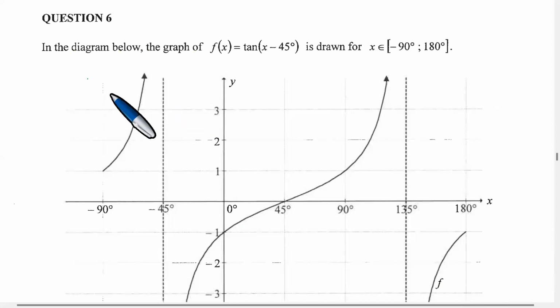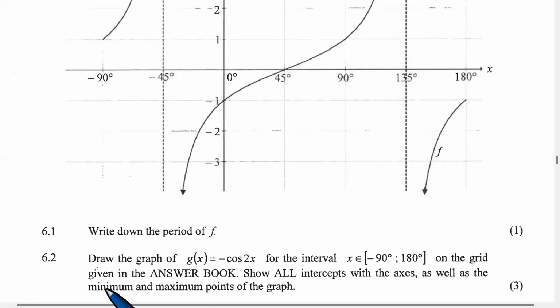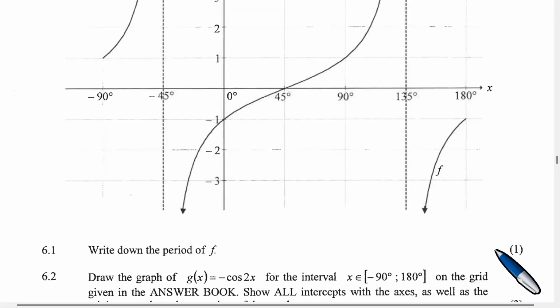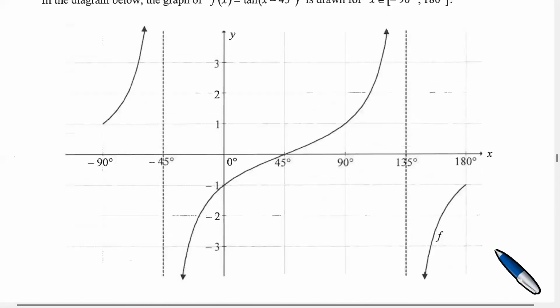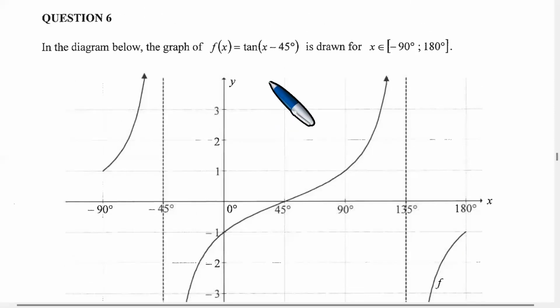Right, so we have question 6. In the diagram below, the graph of the tangent is this one. The defining equation is f of x equals the tangent of x minus 45, drawn for x in that interval. Write down the period of f. What is the period of f?